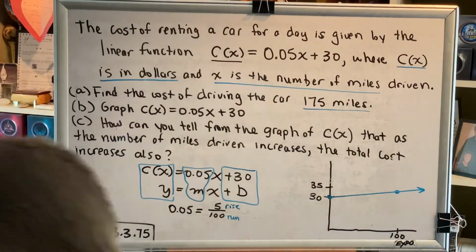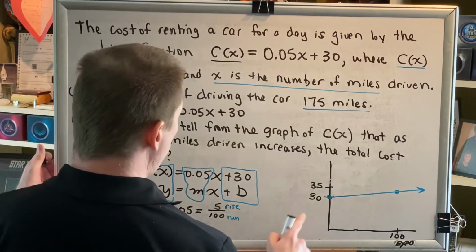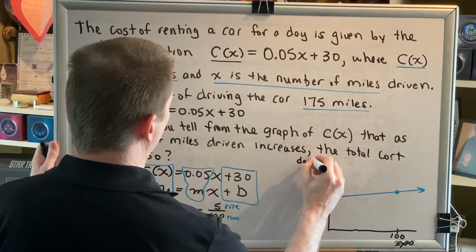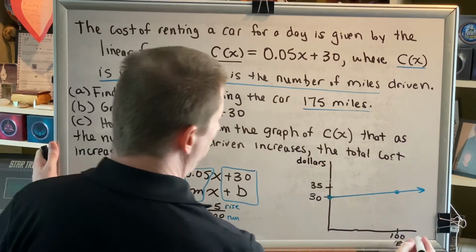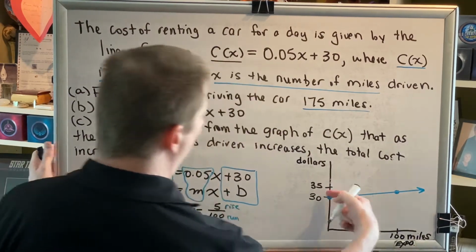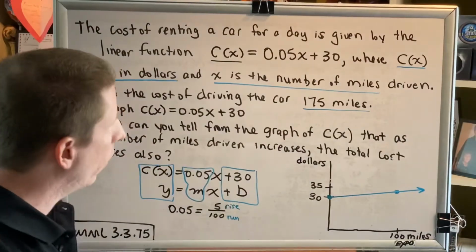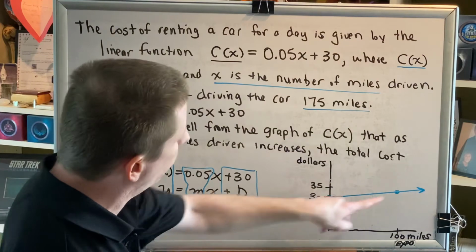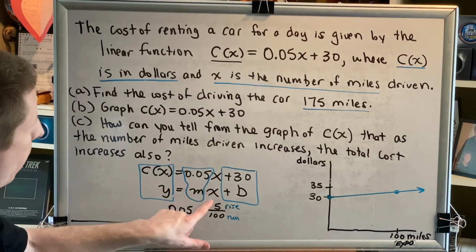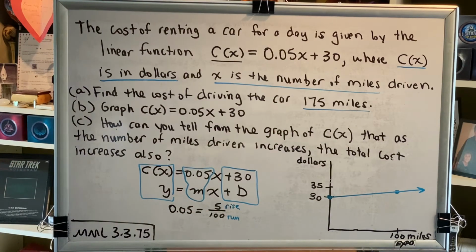And the reason for that is because of what we are measuring in this particular problem. So, this 30 represents dollars. This 100 represents miles. Miles cannot be negative. You cannot drive your car a negative number of miles. And for that reason, the graph starts at this point and then travels to the right and a little bit up from there, because both the rise and the run are positive values. All right, that brings us to part C.